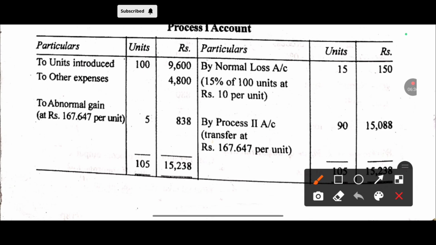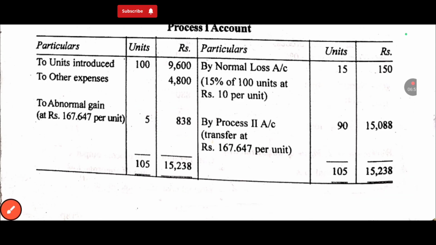Listen, abnormal gain, how much do we have? 5 units. It is to be entered on the debit side. Okay, so 5 units entered on the debit side. Now we are going to find out the abnormal gain value. How can you find out the abnormal gain value?